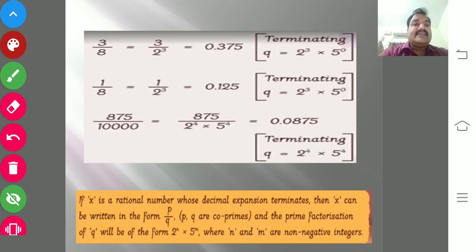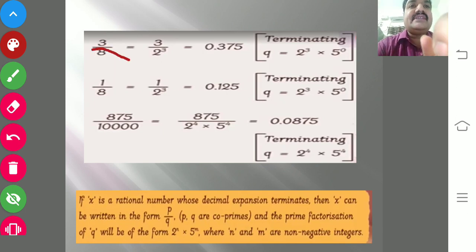If x is a rational number whose decimal expansion terminates, then x can be written in the form p by q, where p and q are co-primes, and the prime factorization of q will be of the form 2 power n into 5 power m, where n and m are non-negative integers. If you read all this, you may get confused. The simple thing is, if you get any fraction and want to know whether it is a terminating decimal or not, you focus on the denominator.